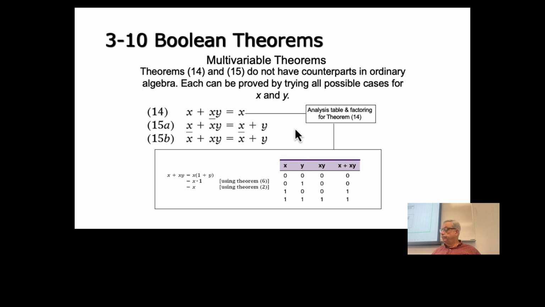So, this is basically absorption. For instance, X plus X not Y is equal to X plus Y. Since it was X in the front, that's why it ended up being X plus Y. Which one? 14, 15A, or 15B? 15A.